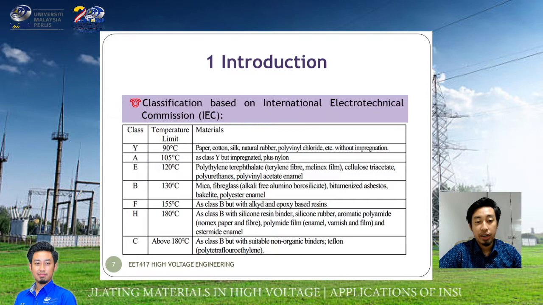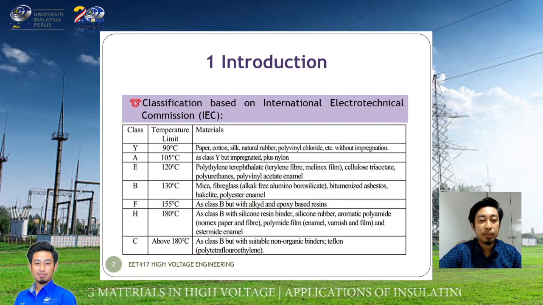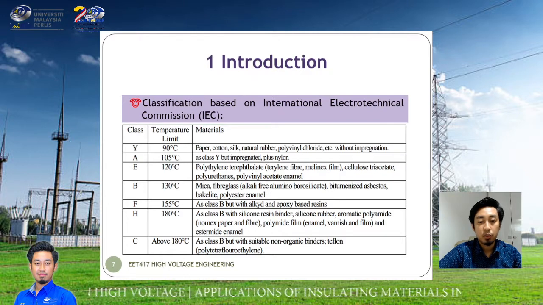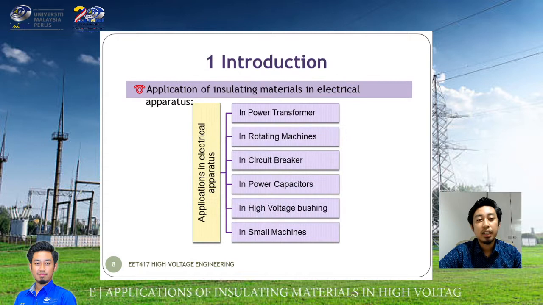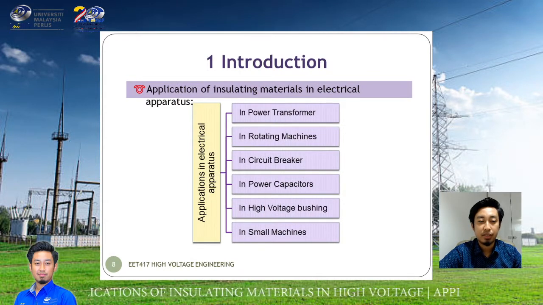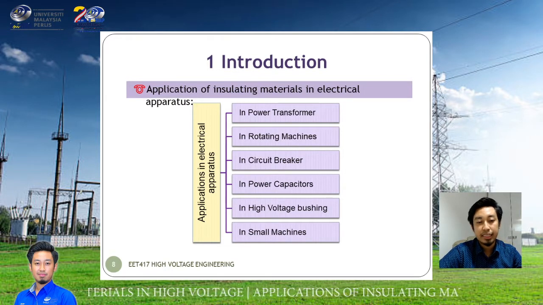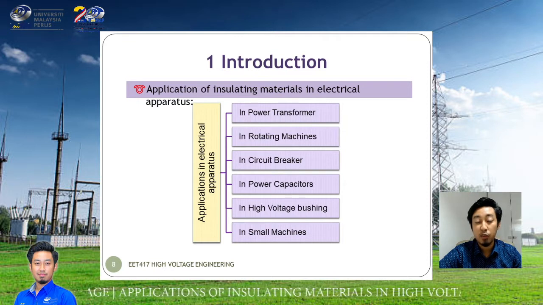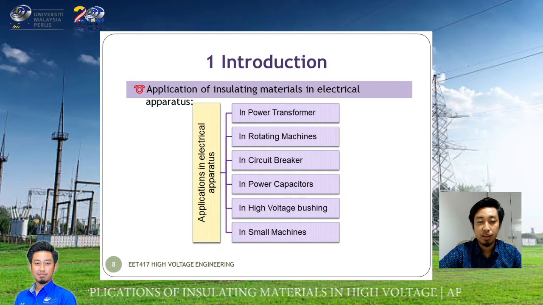Next, we will go to the application of insulating material in electrical apparatus. Every component in high voltage equipment should have insulating material. This is the list of applications in electrical apparatus, such as power transformer, rotating machines, circuit breaker, power capacitors, high voltage bushing, and the small machine. I will explain this one after this.